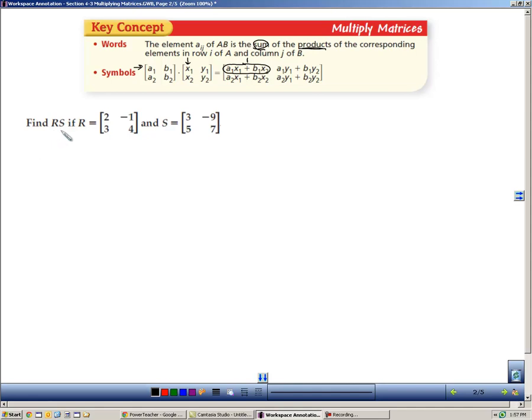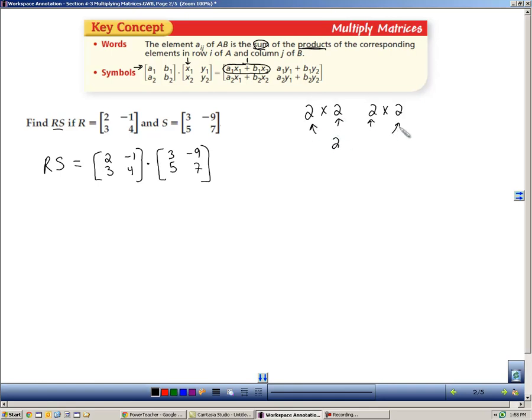So I want to find RS. And the first question we have to ask is, is that even legal? Well, we have matrix R is a 2 by 2. Matrix S is a 2 by 2. So the column and the row match up, which means my solution matrix will be a 2 by 2. So yes, I can multiply them together. Now, how do we do it?